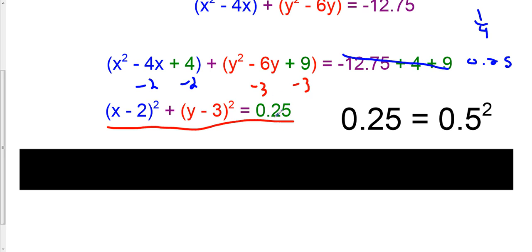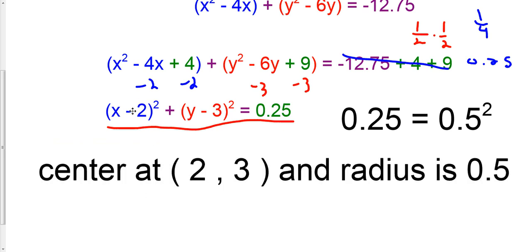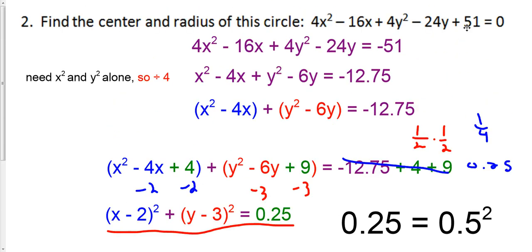Now remember, 0.25, or 1/4, equals 0.5 squared, or 1/2 times 1/2. So, if that's true then, our center for this one is going to be at 2, 3, because we have minus 2 and minus 3. And the radius is going to be 1/2, or 0.5, because it's 0.5 squared. And that all came from this equation. And that'll end it for our video.